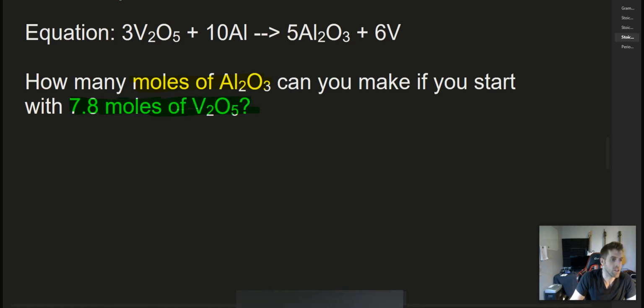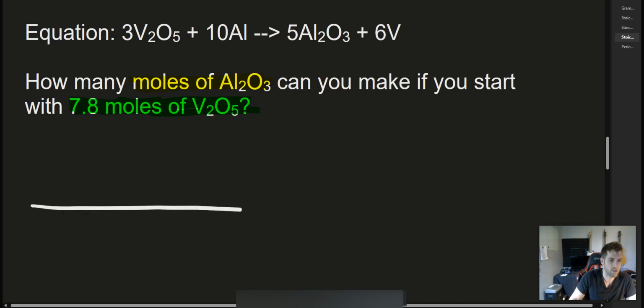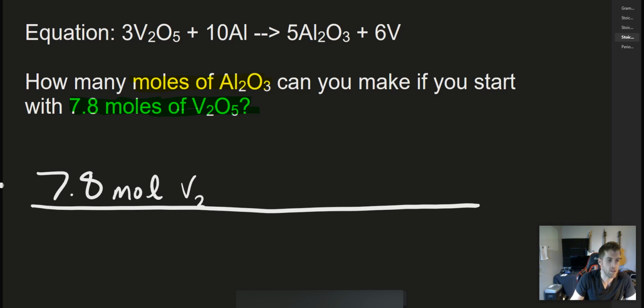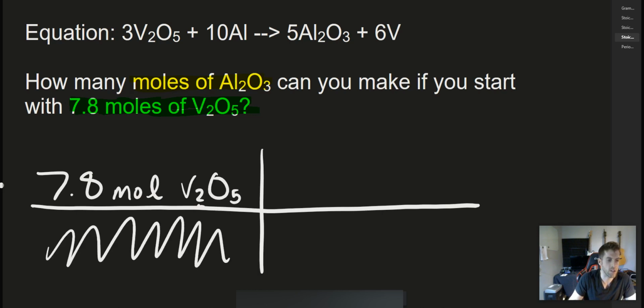So this is mole to mole ratio, so we are only dealing with mole to mole, but I think it's okay to be redundant because you're going to get questions for your tests that have multiple variations, moles to grams, and other areas. So let's write out what we have. 7.8 moles of V2O5. Boom, nothing goes here.